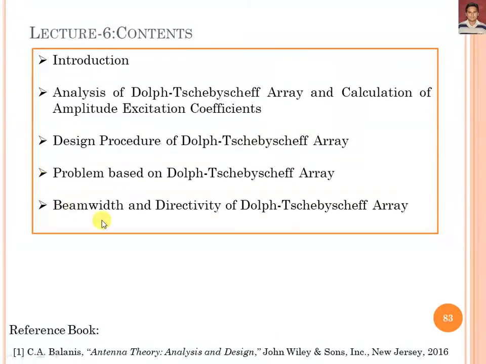The following content will be addressed during lecture 6 of this antenna series. Initially, the introduction about the Dolph Chebyshev array, then analysis of Dolph Chebyshev array and calculation of the amplitude coefficient. Then further we have to investigate the design procedure, or we can say array design procedure, then some problems based on this array, and finally the beamwidth and directivity of Dolph Chebyshev array. This book is considered to prepare the contents of this lecture 6.